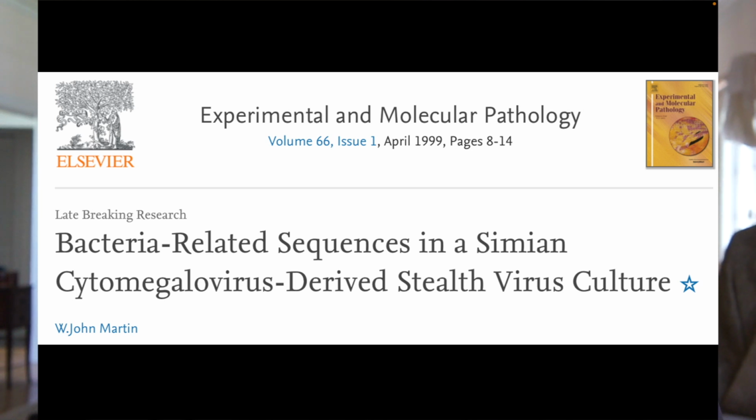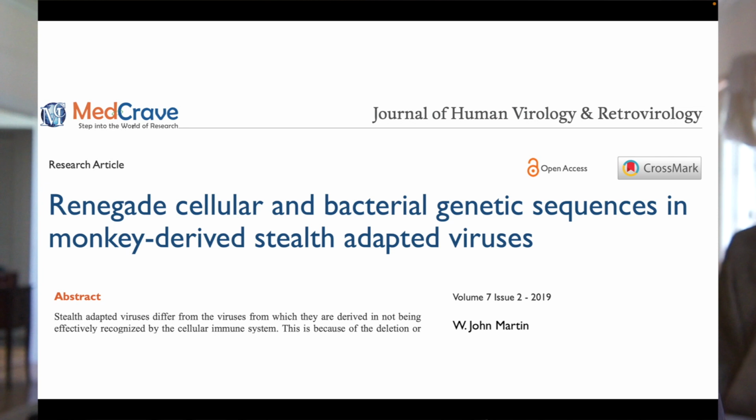Now, all the data we had, we submitted to GenBank. GenBank is still growing. At the early time, 1999, there weren't very many bacterial sequences, so I can continually upgrade the matching as more bacterial sequences are being submitted to GenBank. This is an article in 2019, and it updates some of the matching data for the bacterial genetic sequences.